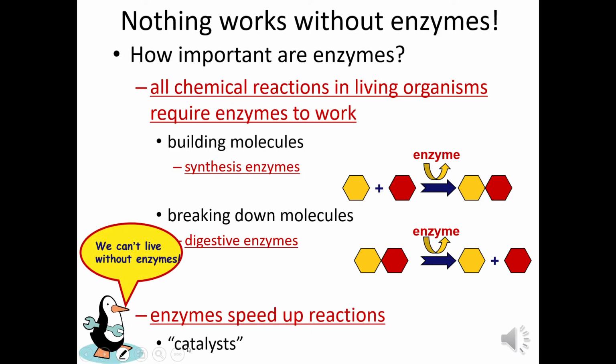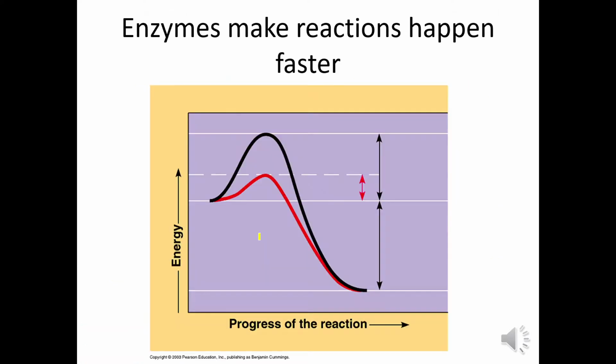We call enzymes a catalyst. A catalyst is something that makes it happen faster. This here is a graph showing the reaction of the enzyme and how much energy it takes. The black line is before there's an enzyme. So before the enzyme here, let's say it takes 100 units of energy. But with the help of an enzyme, when the enzyme's able to lower the energy needed, let's say the reaction can happen with only 50 units of energy.